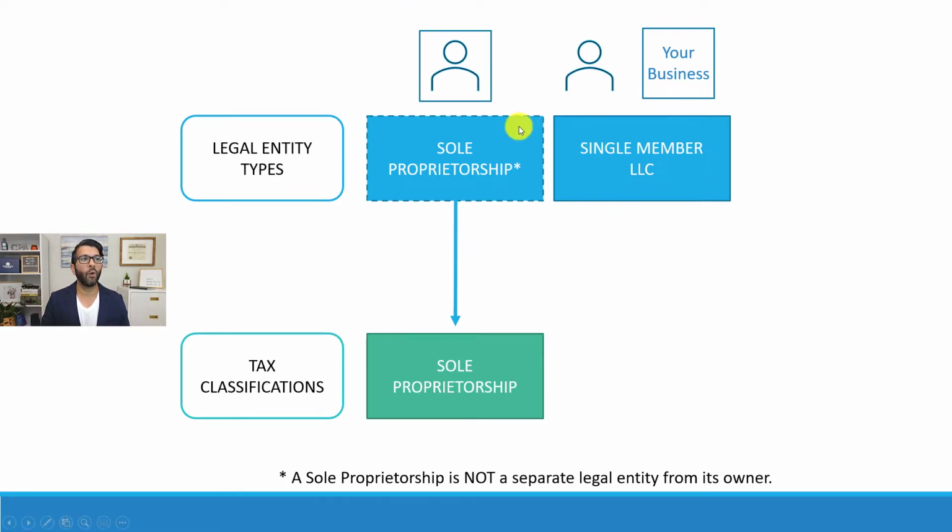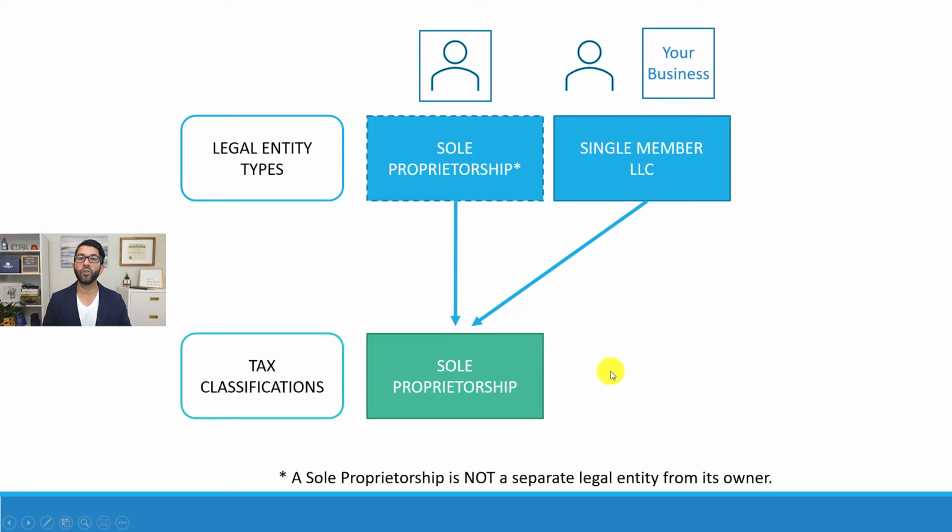That's great. But what did you do from a tax perspective? Well, you didn't do anything actually. A single member LLC by default is taxed as a sole proprietorship. It's taxed the exact same way as when you were a sole proprietor and you didn't form the LLC. All right. So a sole proprietor or a single member LLC from a legal entity type is taxed as a sole proprietor as a tax classification.